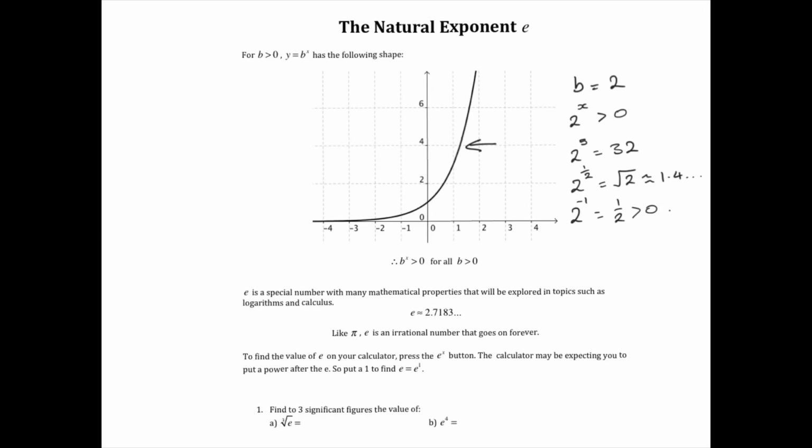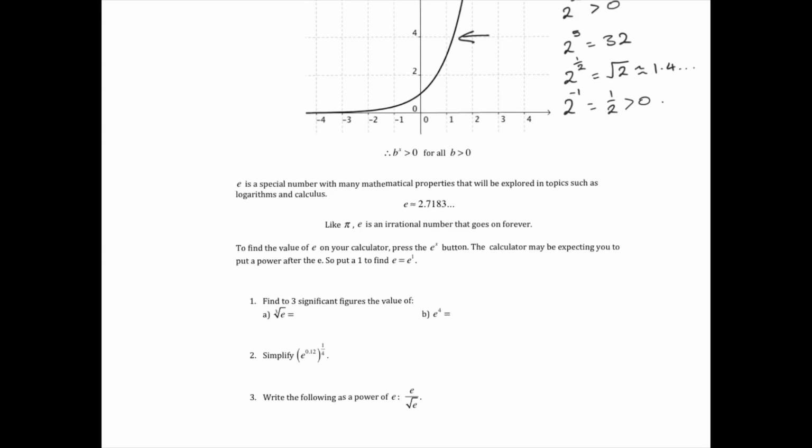Okay, so e is a special number with many mathematical properties that will be explored in topics such as logarithms and calculus. So here it says e equals approximately 2.7183, and then it goes on forever. I don't even know what the next numbers are. It just goes on forever without any pattern. So it cannot be written as a fraction. Therefore, like pi, e is an irrational number that goes on forever.